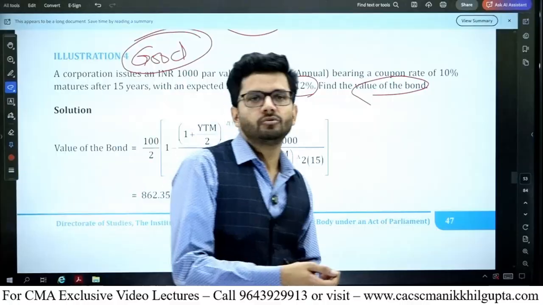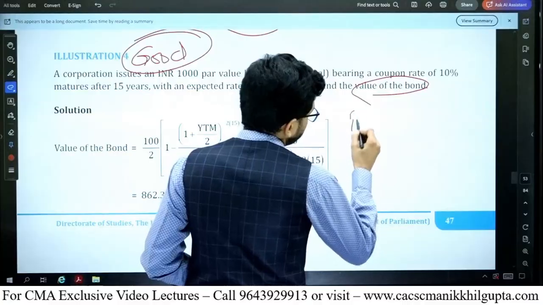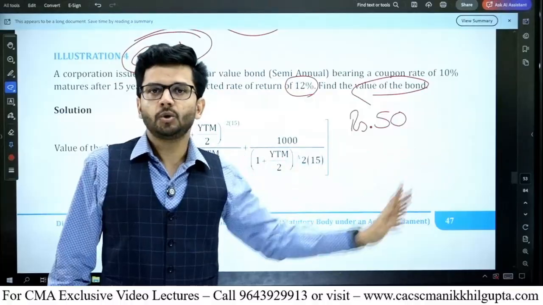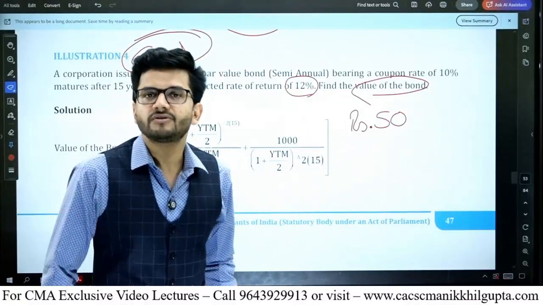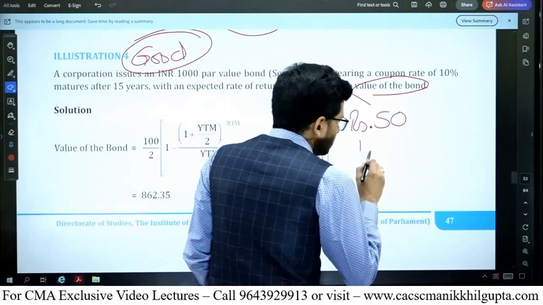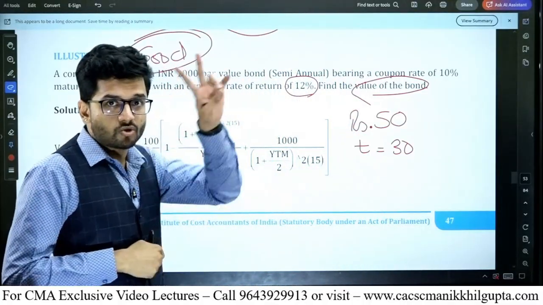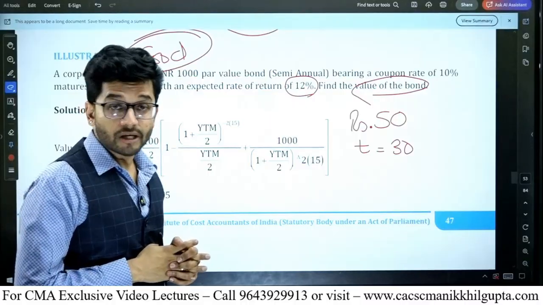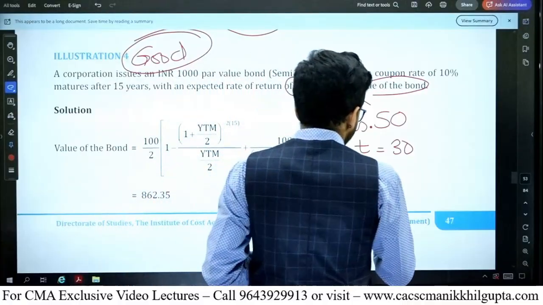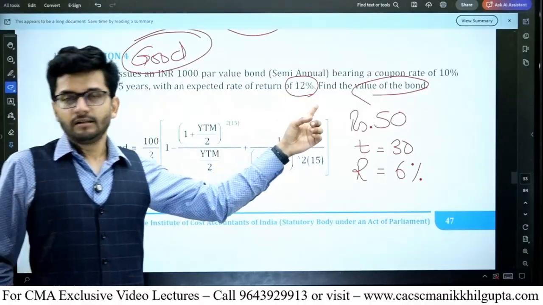Now the bond will give you semi-annual interest. What is the semi-annual interest? Semi-annual interest will be 1,000 multiplied by 10% divided by 2. So semi-annual interest will be 50 rupees. Now according to this particular calculation, the tenure will be 30 and not 15 because it will be twice, because 2 times the interest is to be given. So tenure will be 30, not 15. 15 multiplied by 2. And what will be the rate of return? The rate of return will be 6%, half, because 12% is per annum.